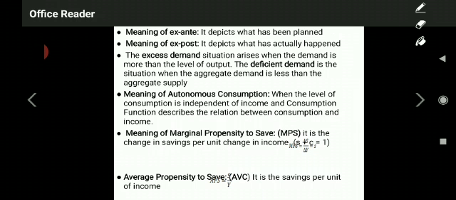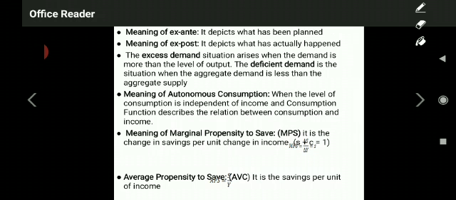When the level of consumption is independent of income, it means autonomous consumption is nothing but the consumption of an individual that is always independent of his own income. There is no relation between income and consumption when it comes to autonomous consumption. And consumption function describes the relationship between consumption and income. Consumption is the function of income. I hope you understood.